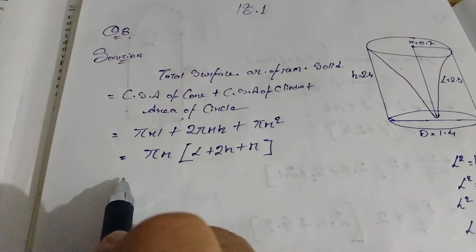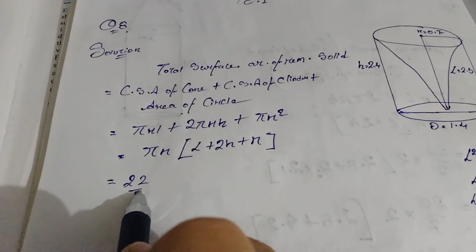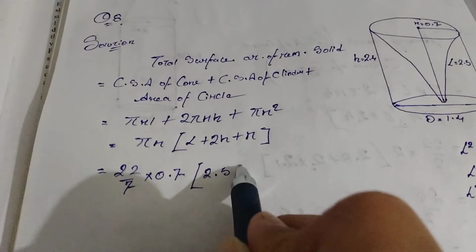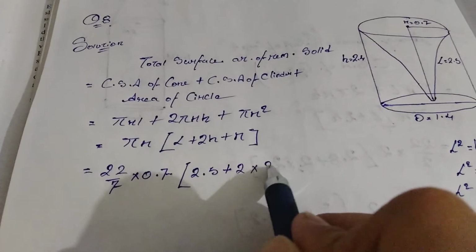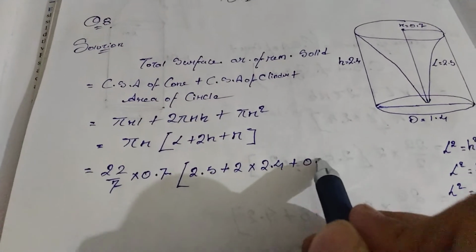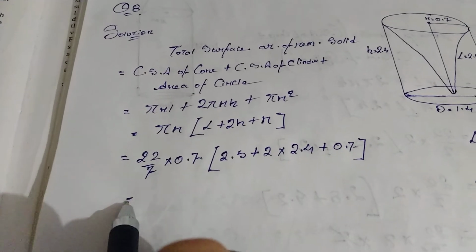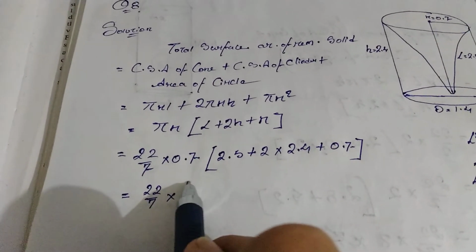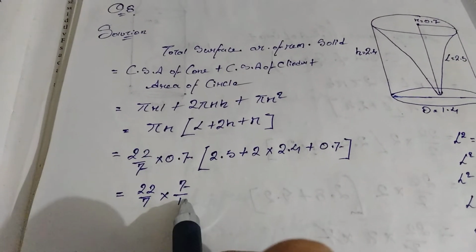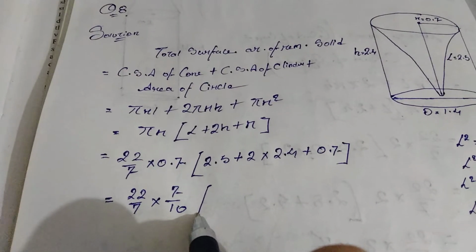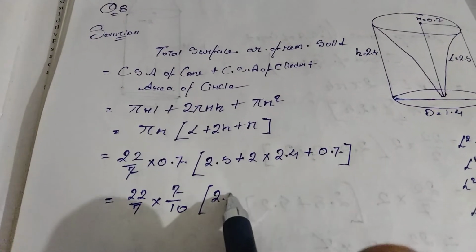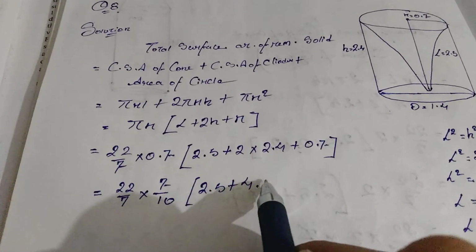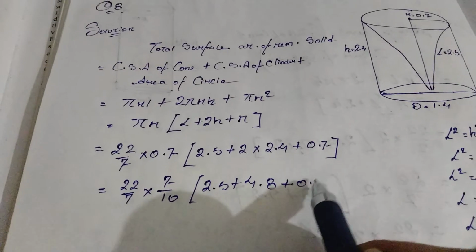Okay, next line, pi is 22 by 7, radius is 0.7, L is 2.5 plus 2 into H, H is 2.4, plus R is 0.7. Next line, 22 by 7 into, I'm going to remove the point, so it will become 7. Since I removed the point, and after the point there is one digit, so 10. Bracket 2.5 plus 2 into 2.4, 2 twos are 4, 2 into 0.4 is 8, plus 0.7.